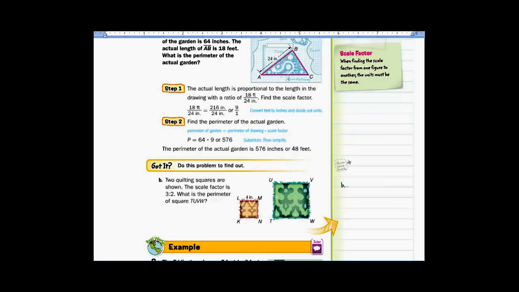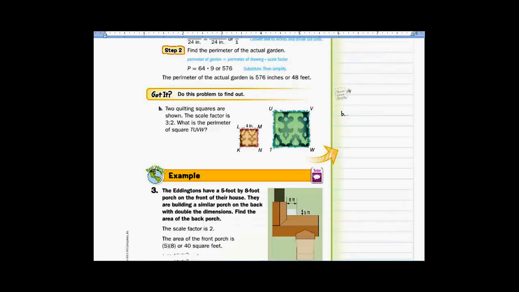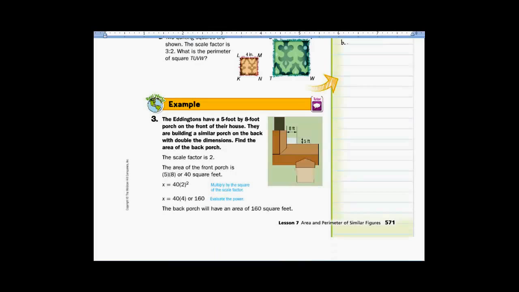Moving on, my little mathematics prodigies. Moving on. Example 3.